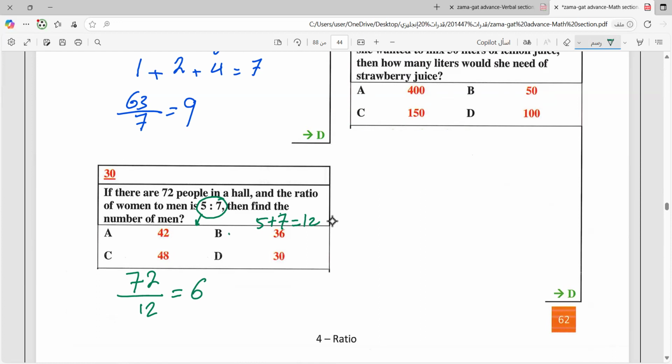So the men, how many? What is the ratio for the men? It is 7. 7 times 6, we get 42. Clear? Yes.